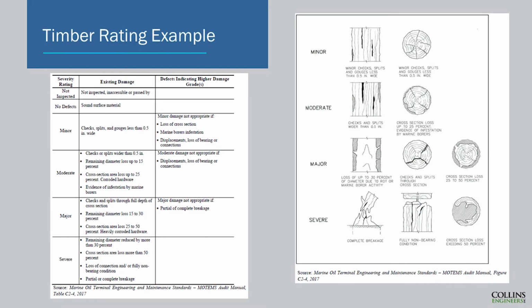Some of them look like they're treated or not treated. Some look like they're totally in perfect condition. Some look like they have creosote. So it's very variable. How do you rate timber? This is just one example of how you would go about quantifying defects in timber.